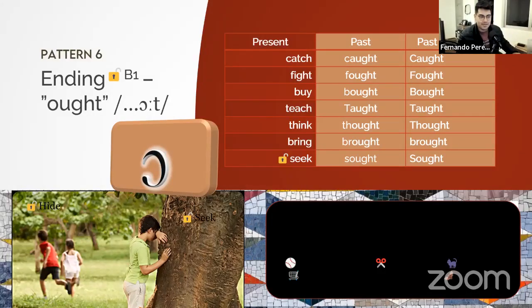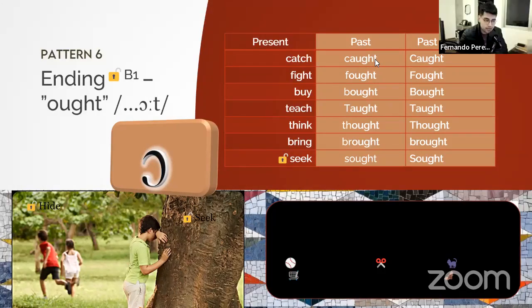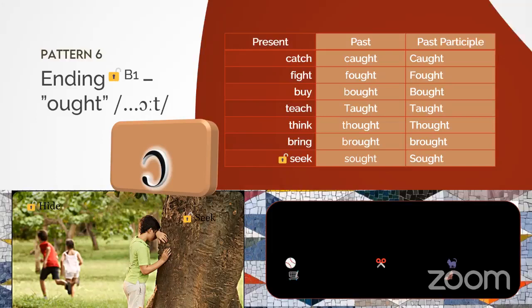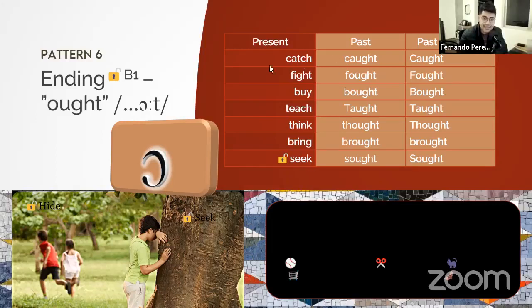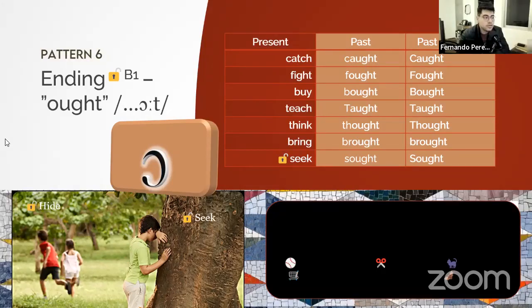So, pronunciation. In present, catch. Catch. Okay, when you speak in past, caught. Caught. Again. Caught. Okay, I like it. The G is silent. Understand? The G is silent, so you should pronounce caught. Not cut. That's incorrect.